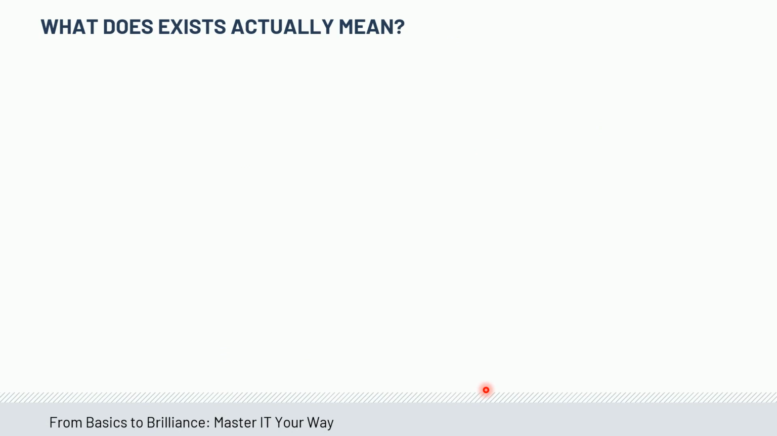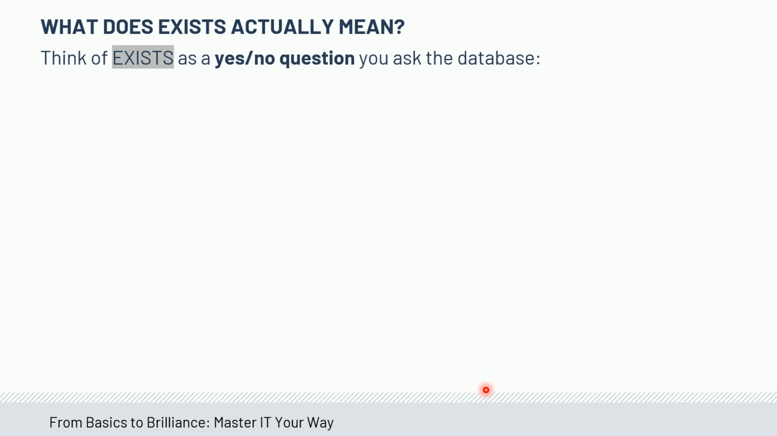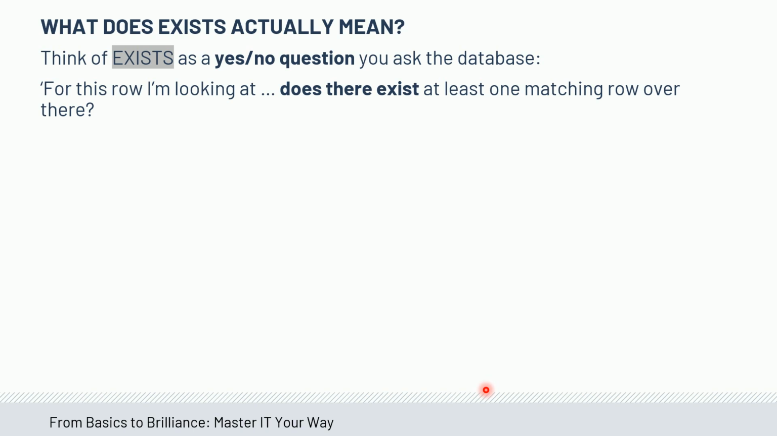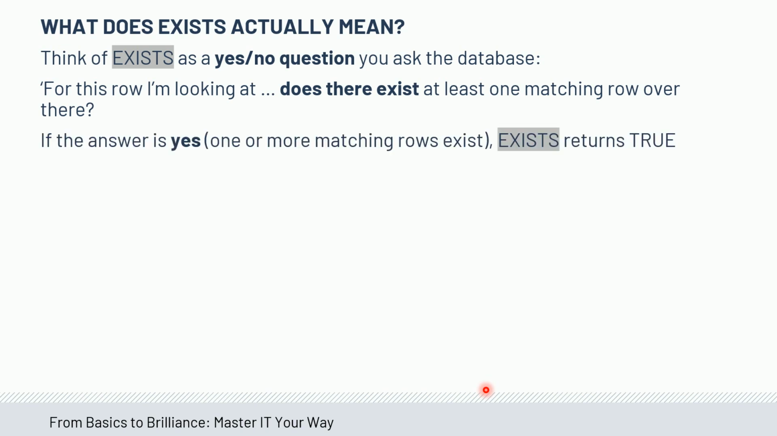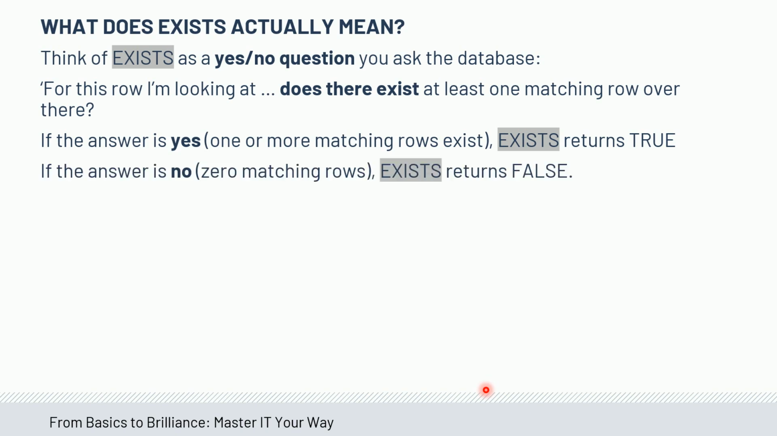So what does EXISTS actually mean? Think of EXISTS as a yes or no question you ask the database. For this row, I'm asking, does there exist at least one matching row over there? If the answer is yes, one or more matching rows existing, then EXISTS returns true, meaning it will return the rows as the result if there exists a matching row. And if the answer is no, which is zero matching rows, EXISTS returns false.